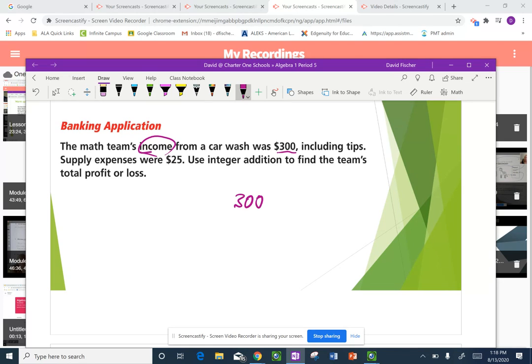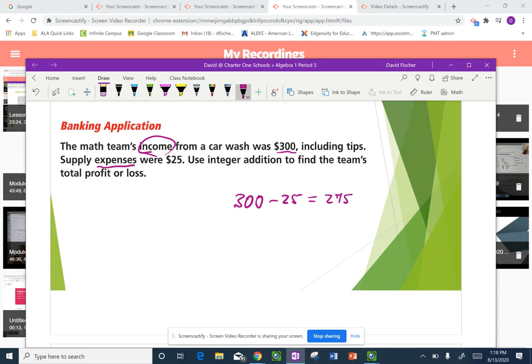positive 300 there. And then when you have expenses, that's usually where you have to take some of that money and you have to buy things. And so we want to subtract $25 because that's a negative number. Expenses are negative. And so there's our math problem. So now if we do our math, we get 300 take away 25, $275.